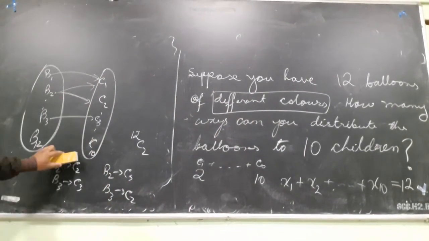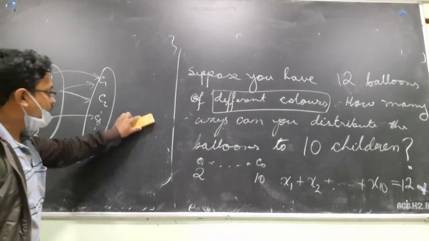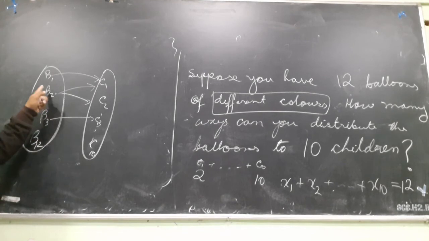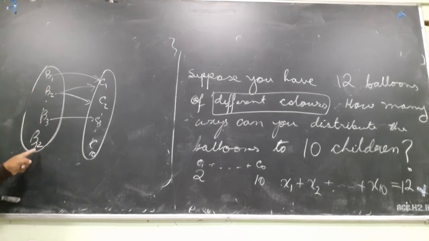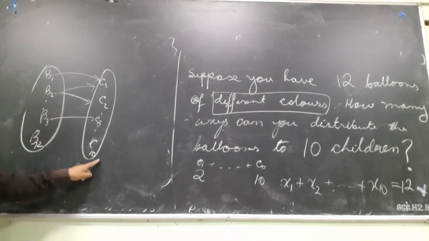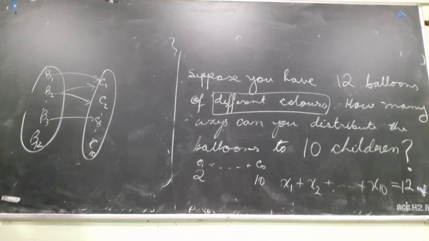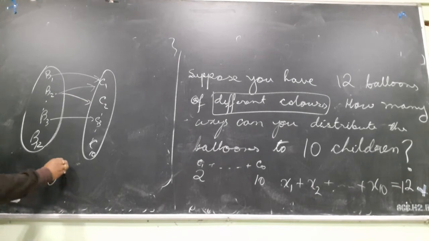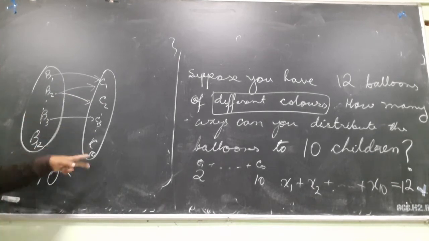So since the balloons are of different color, distributing the balloons to 10 children is equivalent to finding out the number of functions from a set having 12 elements to a set having 10 elements. Okay. So what should be the answer? It should be, we have already done, 10 to the power 12. Okay. Number of ways that you can distribute balloons to these children.